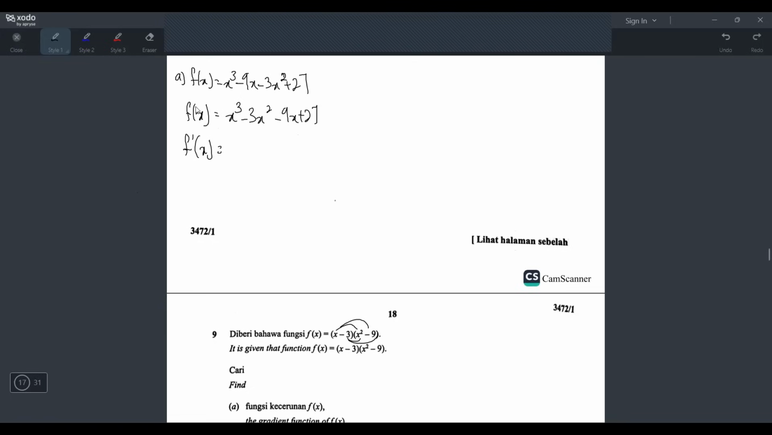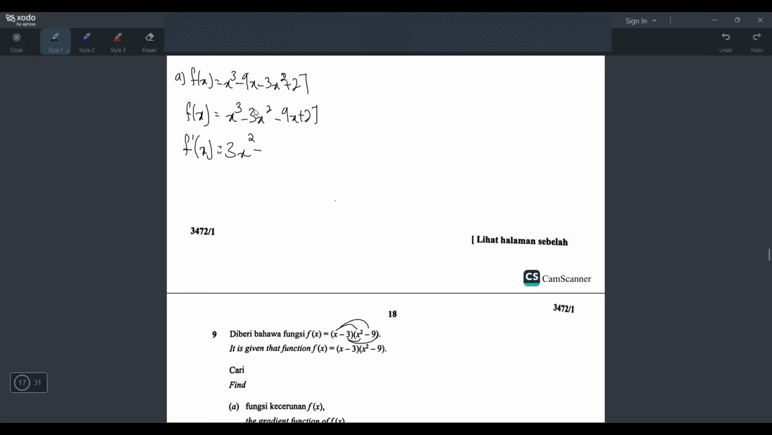But the equation, if the equation is f(x), then you have to write f'(x). Okay, what happens when you differentiate x^3? Differentiate means you multiply the power by the number in front, and then power minus 1. So the number in front, nothing, means 1. So 3 times 1 is 3. And then power minus 1 becomes x^2.